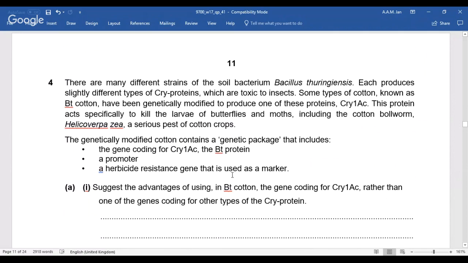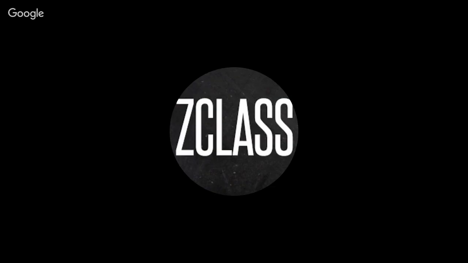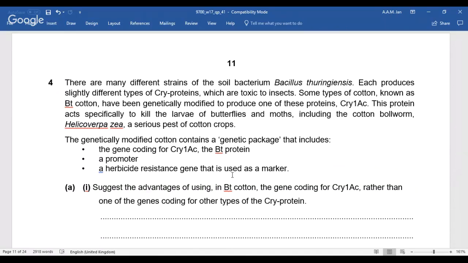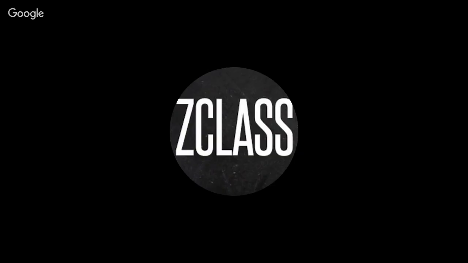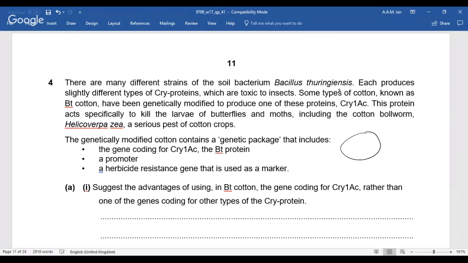So do you understand that? Okay, so we're taking a plasmid from a bacteria, but we're putting that plasmid into this cotton, into this plant directly. Yeah, exactly. And they said genetic package, it might not be specifically a plasmid, a plasmid being a circular piece of DNA that's often found in bacteria. It could be something like a plasmid.